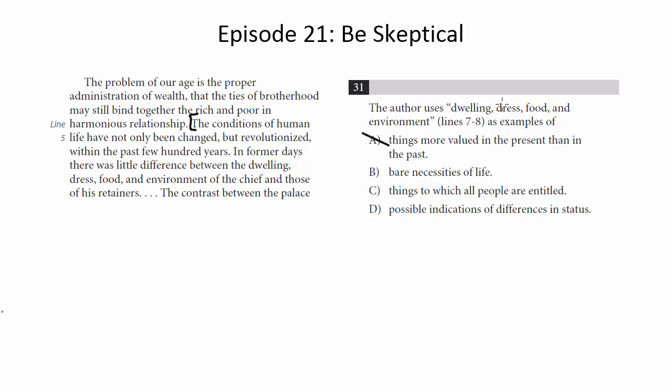The author uses dwelling, dress, food, and environment as examples of bare necessities of life. So be very, very careful. On the one hand, we might look at this and say, dwelling, that's shelter. Clothing, it's kind of a shelter as well. Food, that's an important need. Environment, okay, not quite sure how that relates. I guess, again, it's kind of like shelter or being in a comfortable place with weather or whatever. So this seems like bare necessities. Sure, these are bare necessities of life, but be very careful.